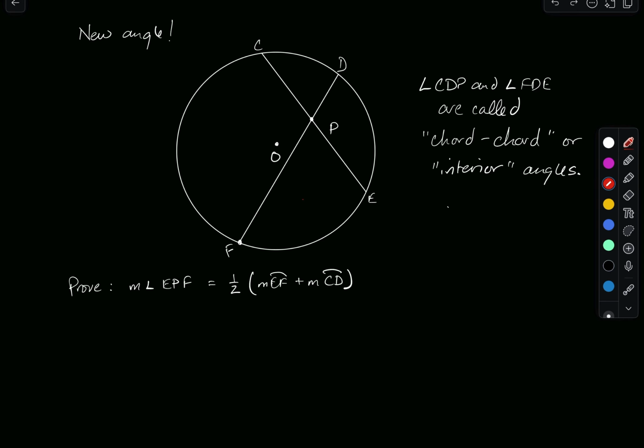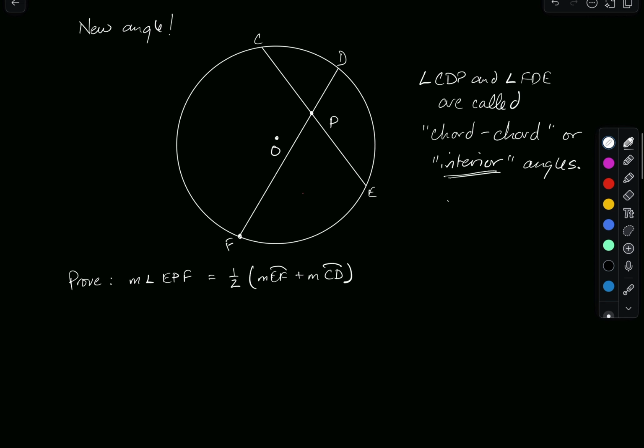Hey, smash cut. I've jumped to a new type of angle. So we've looked at angles that have their vertices at the center of our circles, and we've looked at angles that have the vertex on the circle. So now we have a new type of angle that we're going to look at. This time we're going to look at an angle where the vertex is on the interior of the circle, but it's not necessarily the center. These angles are called interior angles because the vertex is on the interior of the circle. They're also, particularly in our book, called chord-chord angles because they're formed by the intersection of two chords.